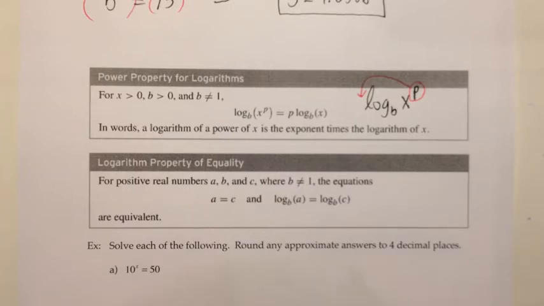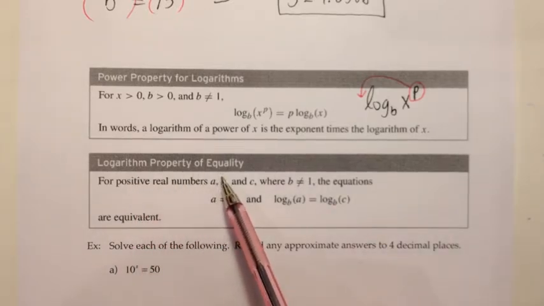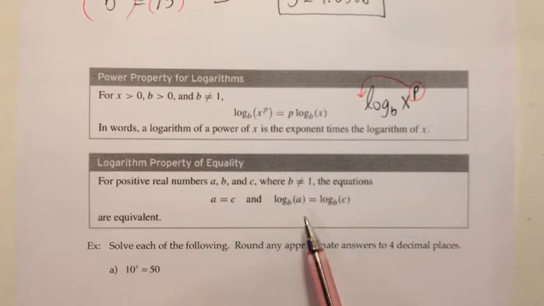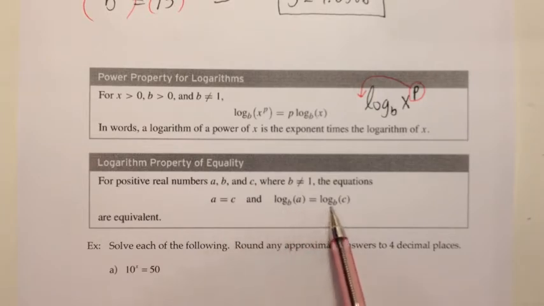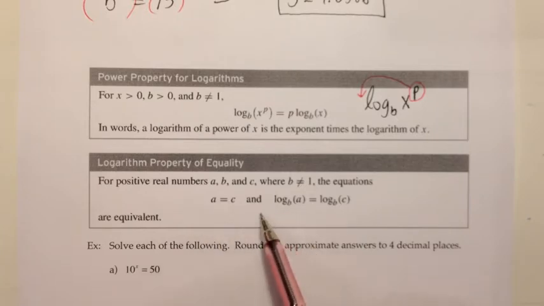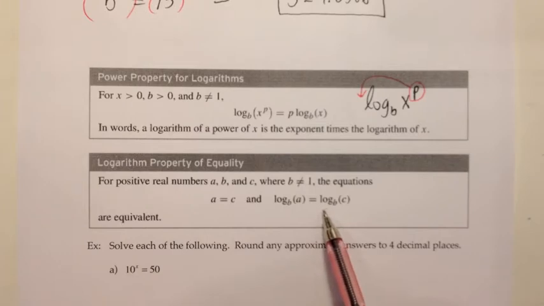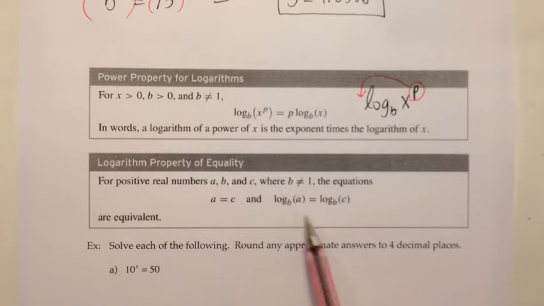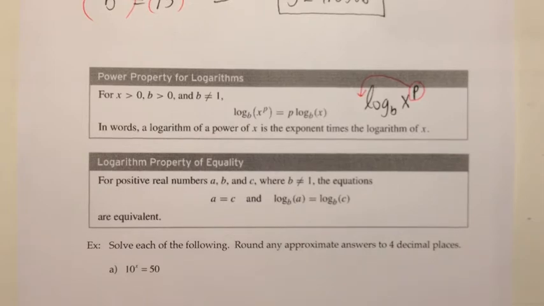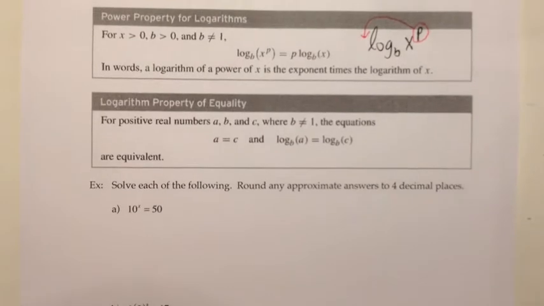Another property is called the logarithm property of equality, and it says for positive real numbers a, b, and c, where b is not 1, the equations a equals c and the log base b of a equals the log base b of c are equivalent. And if you think about what that's really saying, it's saying if you have a equals c, you can take the log base b of both sides. So this just brings in another tool that we can use when we're solving equations. You can take the log of both sides of the equation, and you can do that with the log of any base as long as the base is not 1. So let me show you some examples of using those two properties to solve equations.